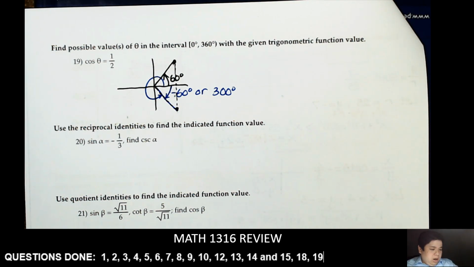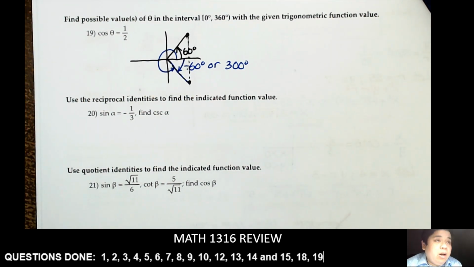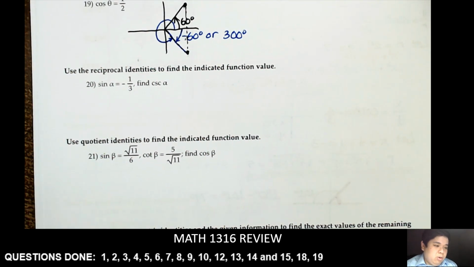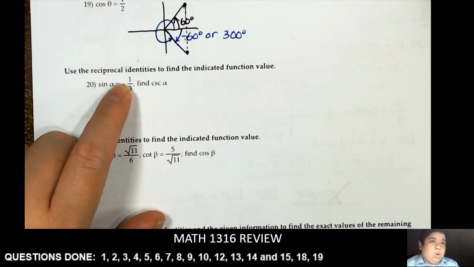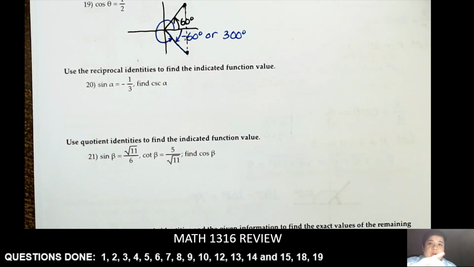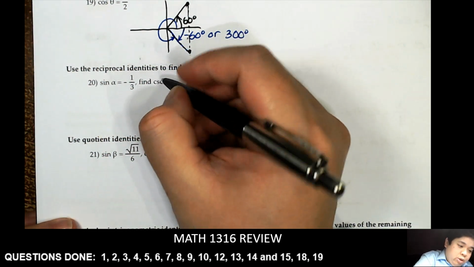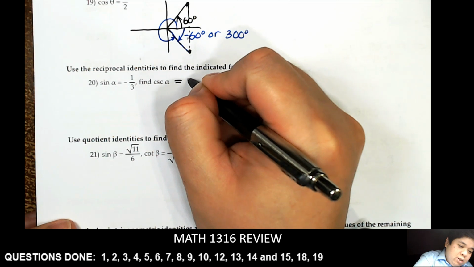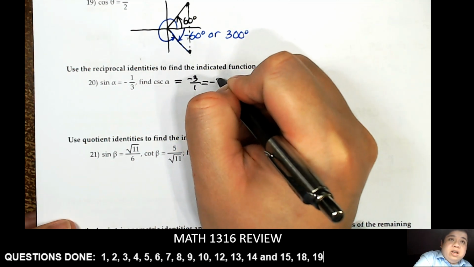Next, we have this rather simple one. Sine is equal to negative 1/3. Cosecant is 1 over sine, so that's just the reciprocal. So we just flip this, negative 1/3, so negative 3 over 1, or just negative 3.